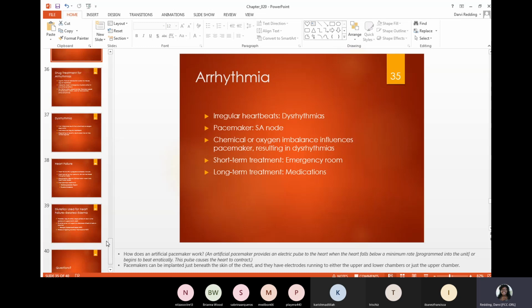So how do artificial pacemakers actually work? An artificial pacemaker provides an electric pulse to the heart when the heart falls below a minimum rate, or if it begins to beat erratically. This pulse causes the heart to contract. Pacemakers can be implanted just beneath the skin of the chest, and they have electrodes that run to either the upper and lower chambers or just the upper chamber of the heart.